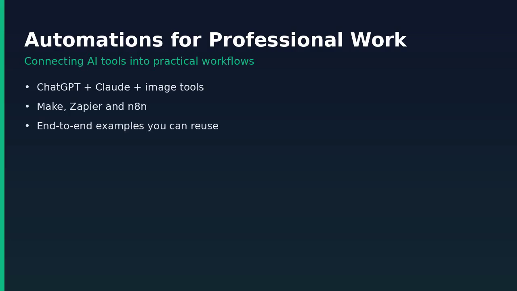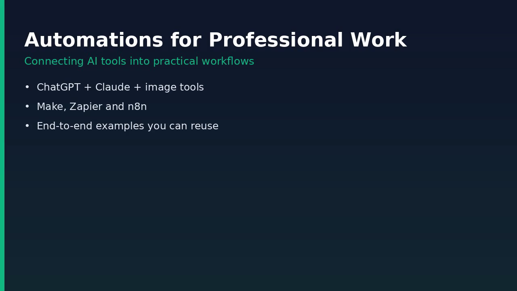Welcome to the final professional chapter, Automations for Daily Work. In this lesson, we connect the tools covered earlier, ChatGPT, Claude, and image generation, into practical automated workflows using platforms such as Zapier, Make, and N8N. The goal of automation is not to remove human judgment. It is to remove repetitive transfer of information so that people can focus on decisions, quality, and client relationships.